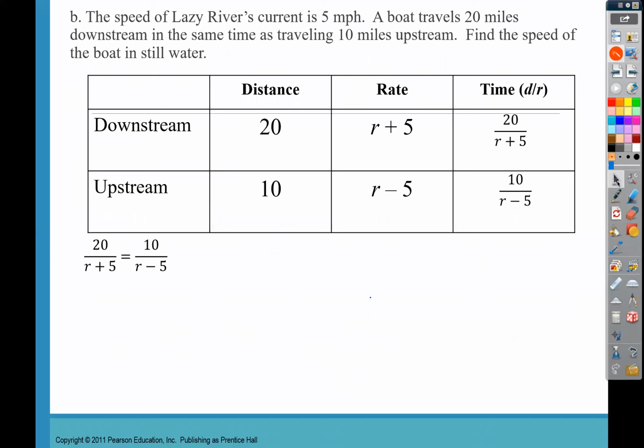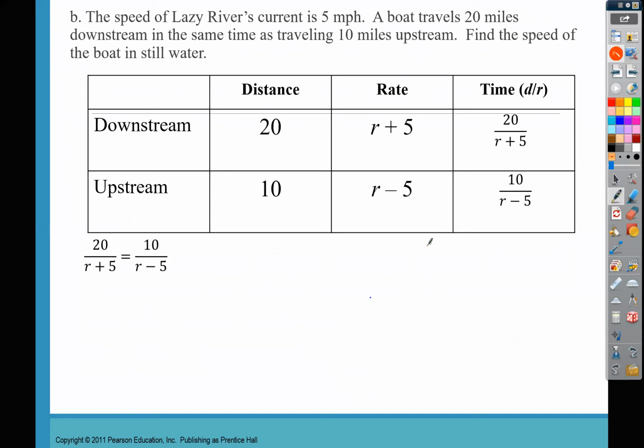Okay, so we're going to set up this table. So distance equals rate times time. So if distance equals rate times time, then that means that time equals distance divided by rate. Okay? So let's read it again. The speed of the lazy river's current is 5 miles an hour. So that's what we're adding to the speed and subtracting from the speed of the boat. The boat travels 20 miles downstream in the same time as traveling 10 miles upstream.